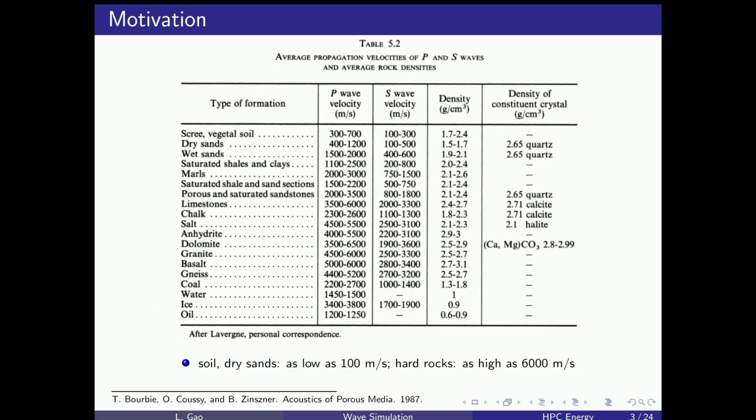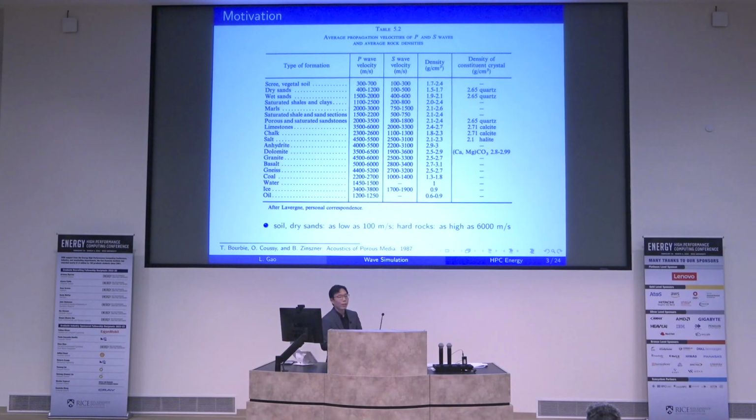So this is a figure that I have cited quite a few times. It's from a very old book, but it's a little bit unsettling that it's a personal correspondence, but this is where I get my information from. If some of you have better sources, please let me know. The thing to notice here is that there's a wide variety of material in Earth. For example, when you have unconsolidated material like soil and dry sands, the shear wave speed can be as low as 100, whereas in consolidated hard rocks, it could be as high as 6,000.